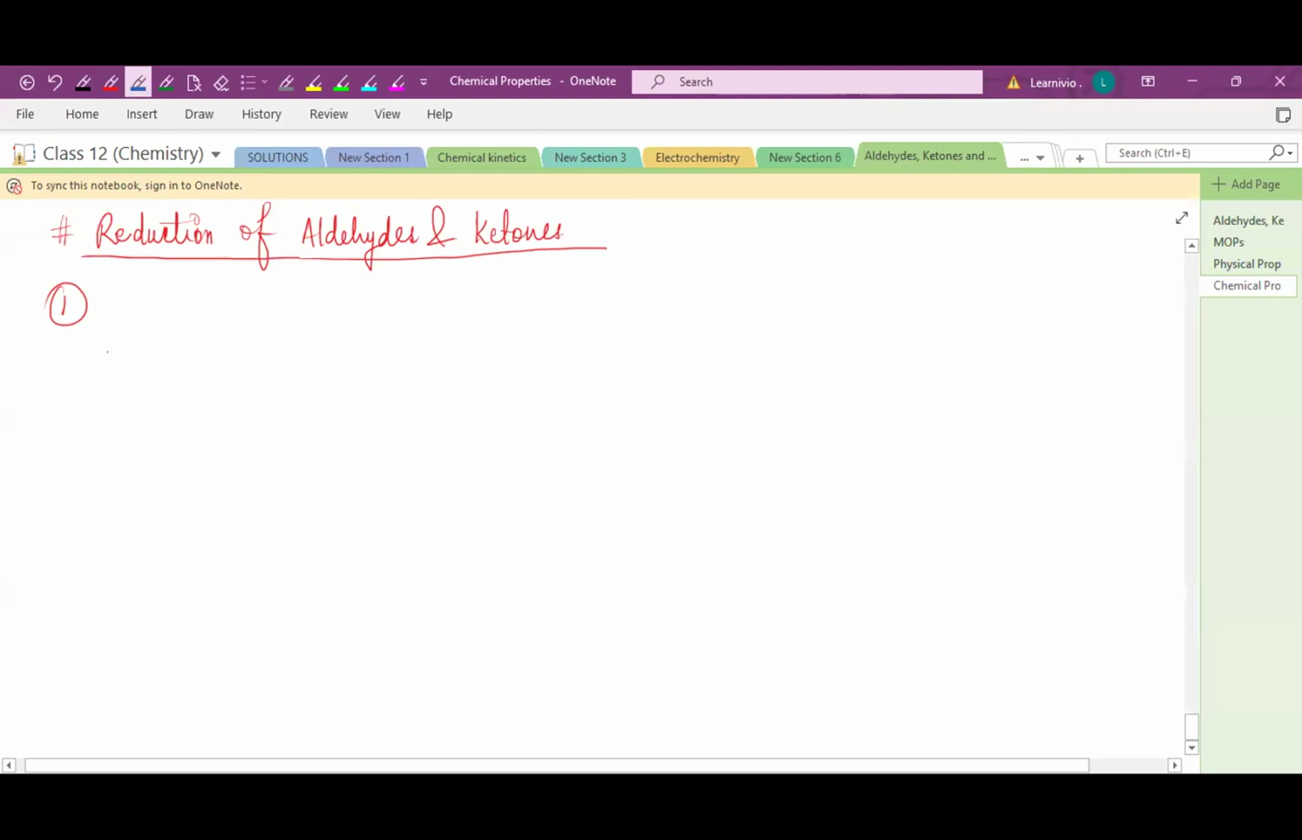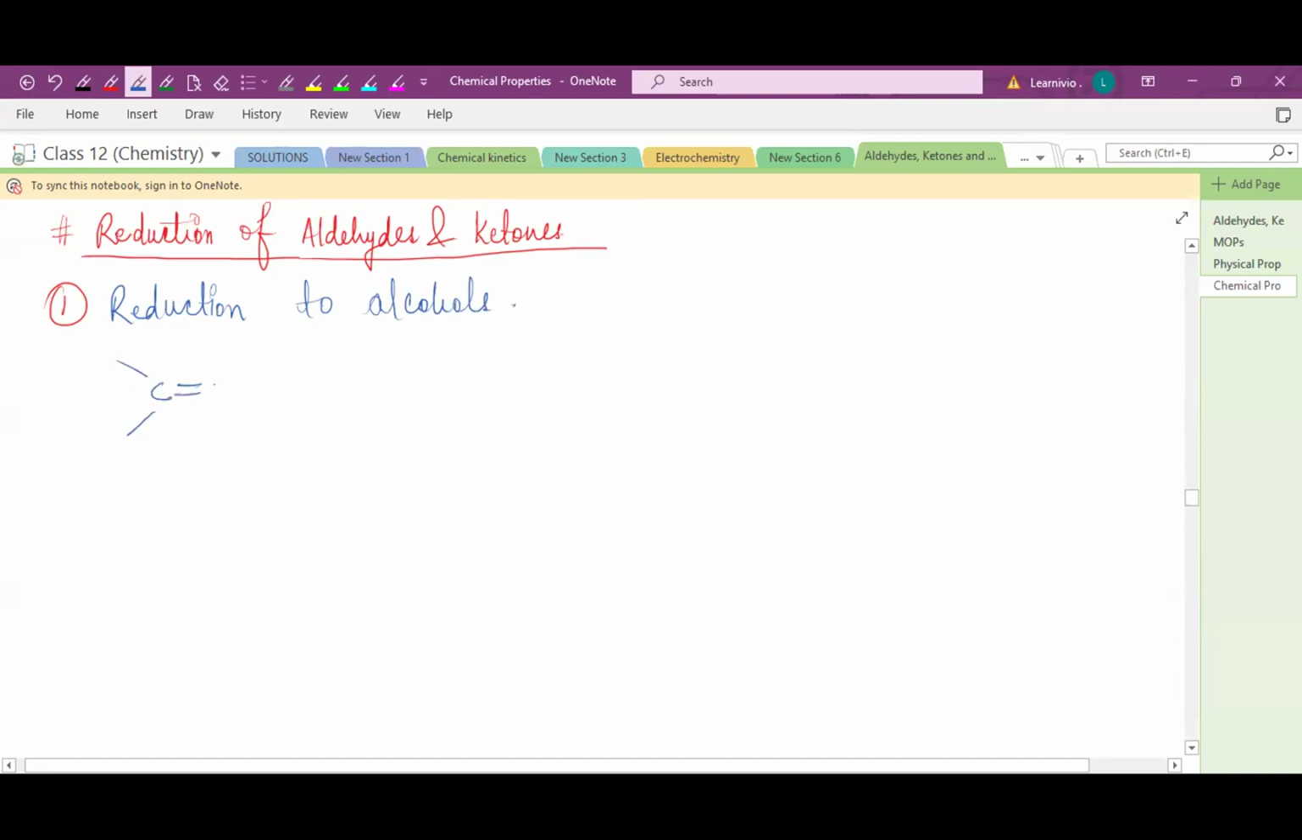So the next topic is the reduction of aldehydes and ketones. How can aldehydes and ketones be reduced? We have already done this topic, I think, the reduction of aldehydes to alcohols. This reaction is very simple.